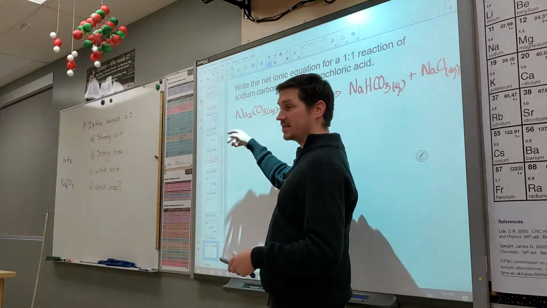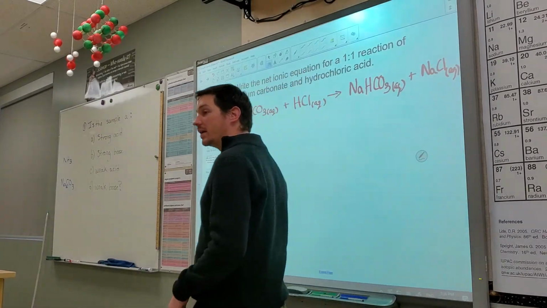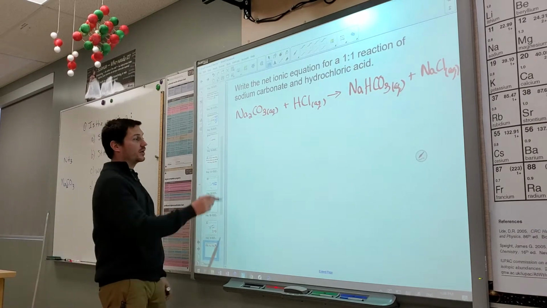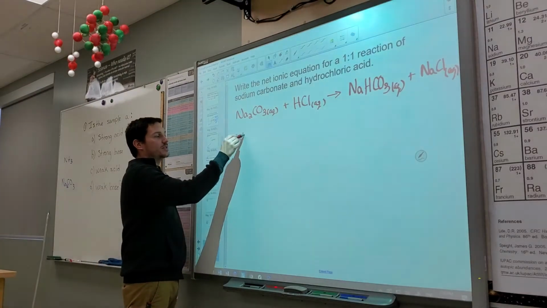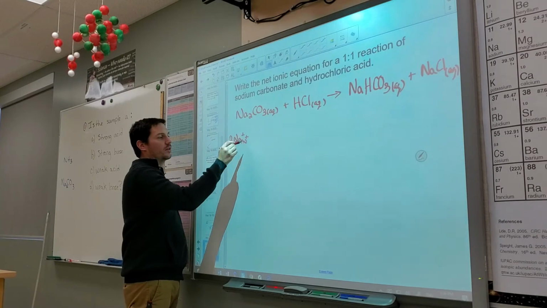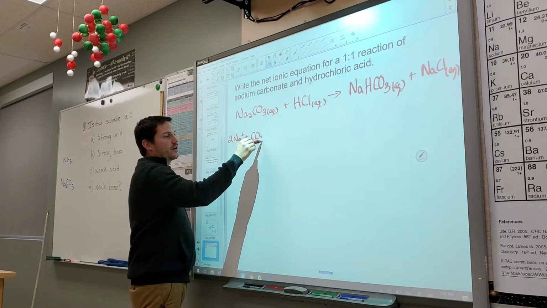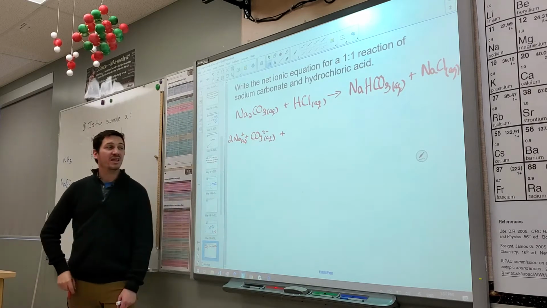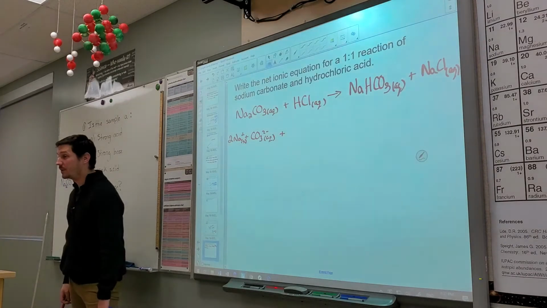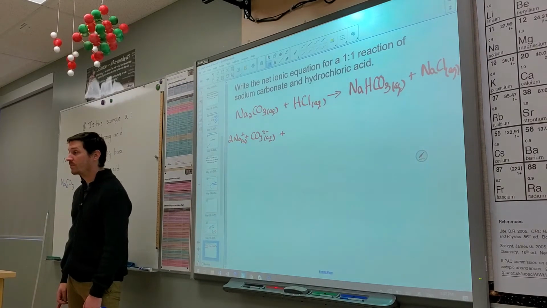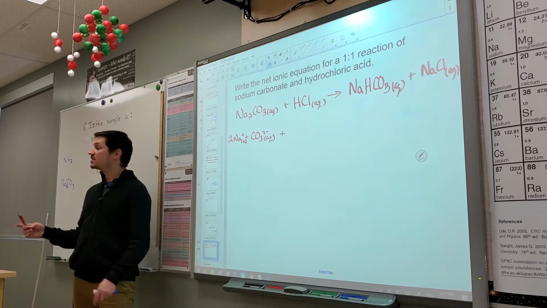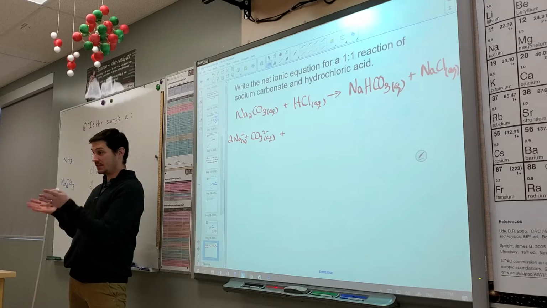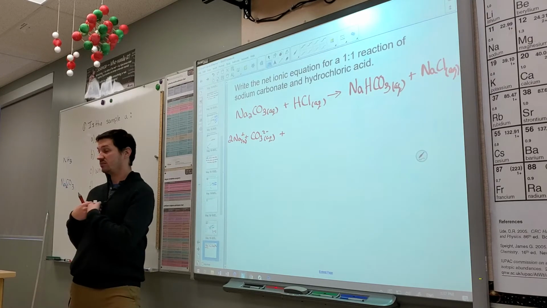Can sodium carbonate split up? Why? It's an aqueous ionic compound, right? So we're going to get 2 sodiums. This is going to be a big one, by the way. This is going to be a really long one. Plus carbonate. Can hydrochloric acid split up? Can acids sometimes split up? If they're strong acids, right? Is hydrochloric acid a strong acid? Yes.